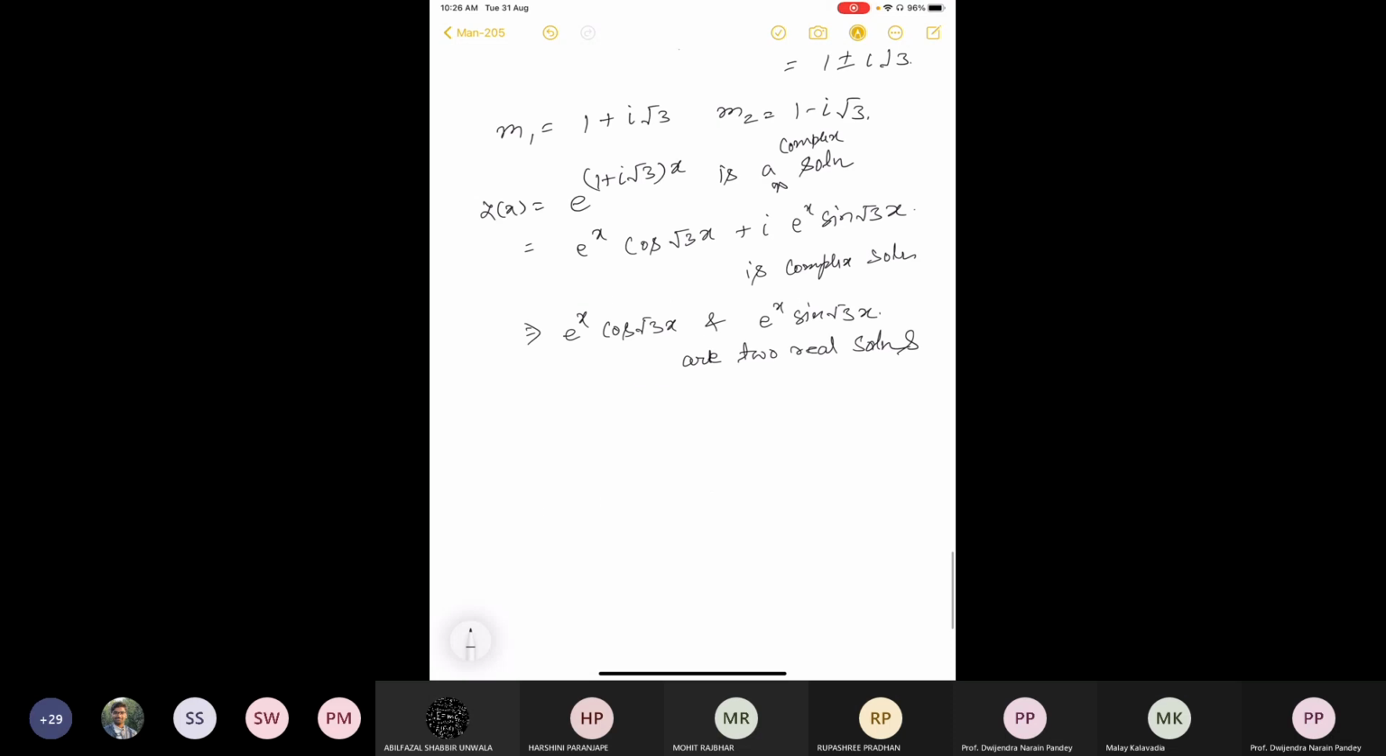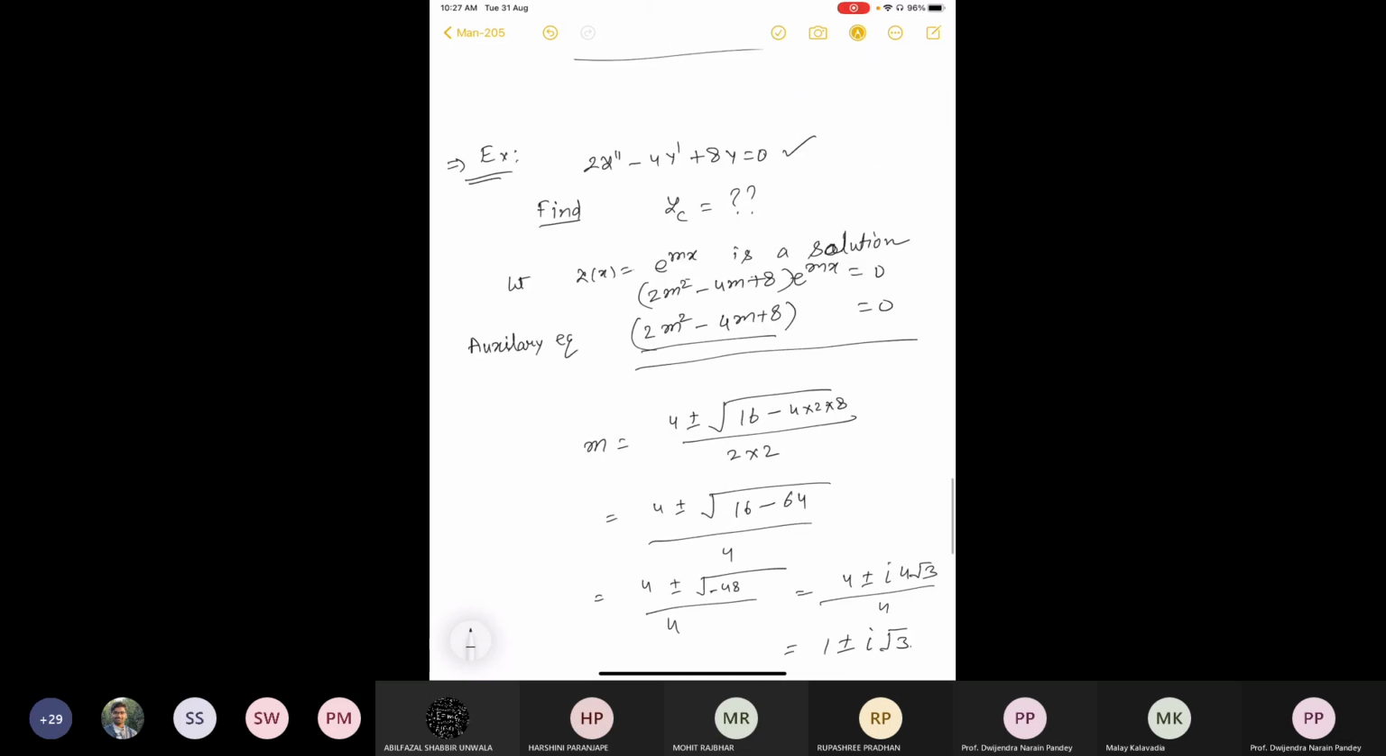So once we have this, yc is equal to c1 e to the power x cos of root 3x plus c2 e to the power x sine of root 3x. Are you getting this? How we are writing this? Once we have the equation, you first check that the coefficients of y double dash, y dash and y should all be constant. Once they are constant, we assume that y(x) equal to e to the power mx is the solution, and then we get the auxiliary equation.